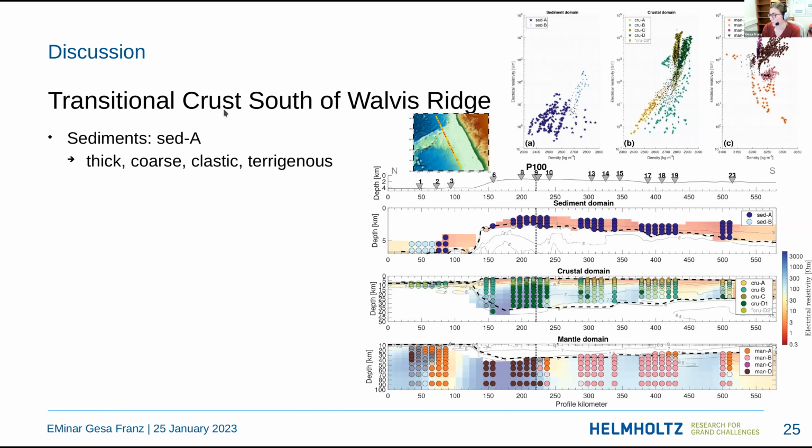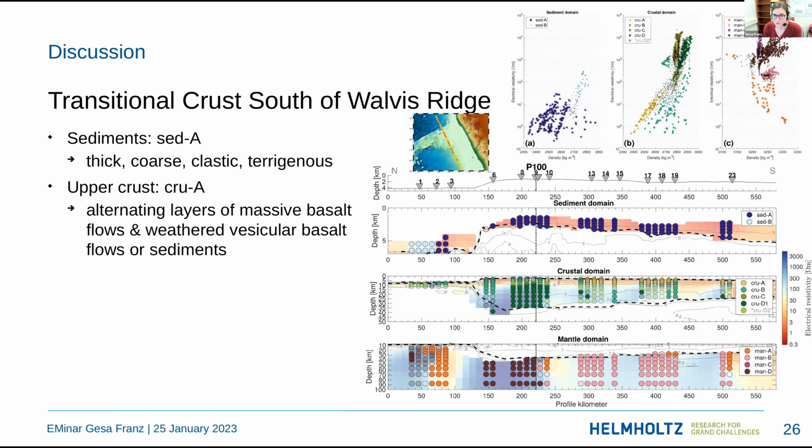In the south of Walvis Ridge, the sediments are all exclusively associated with this cluster ZA, which is the low resistivity, low density cluster. So we interpret that to image thick, coarse, clastic sediments, which are probably of terrigenous origin and have been transported along the margin, forming deep sedimentary basins.